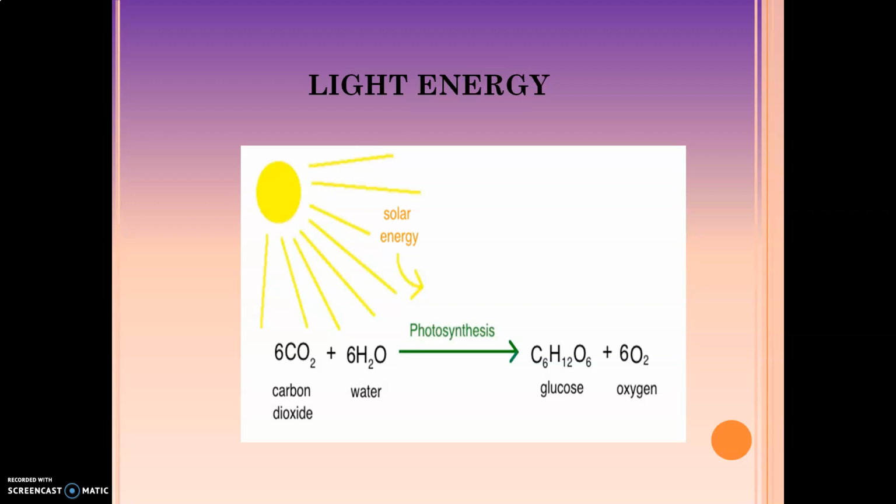Now, some reactions take place only in the presence of light. Such reactions are known as photochemical reactions. So, photosynthesis is a photochemical reaction. Why? Because in this, food is prepared by the green plants in the presence of light. You can see in the slide, carbon dioxide reacts with water in the presence of sunlight and chlorophyll, and it forms glucose and oxygen, C6H12O6 plus 6O2.